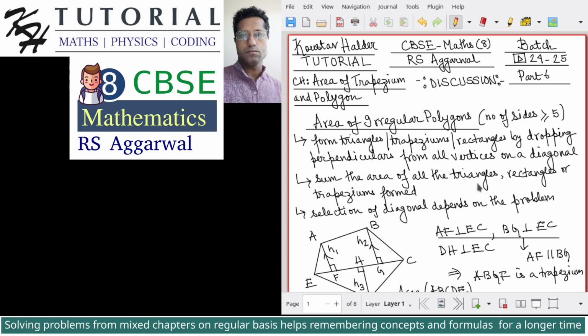In the next video, I will discuss how we find the area of regular polygons, that is a polygon of sides greater than or equal to 5 where all the sides are equal. A regular polygon is one where all the interior angles are equal and all the exterior angles are equal. So the concept will be the same. We just divide the entire regular polygon into rectangles, triangles, trapeziums in a wise way, so that we can find the area of the individual pieces and then add them up. That I will discuss in the next video.